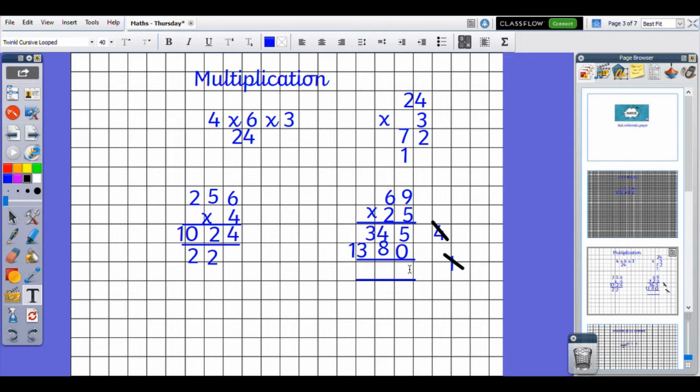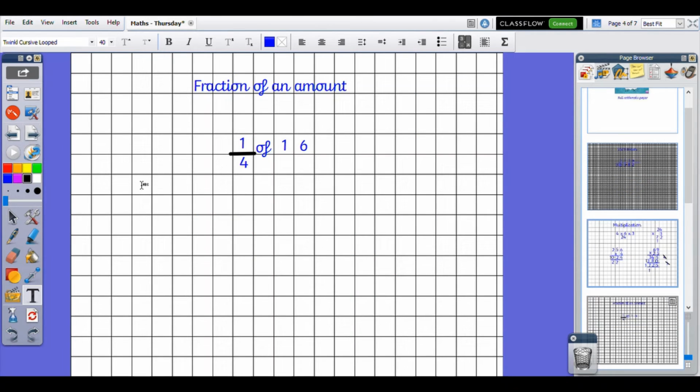So I've got 5 add 0 gives me 5. I've got 4 add 8, which gives me 12. So I keep the 2 and I carry the 1. Then I've got 3 add 1 to give me 7. And then I've got 0 add 1 to give me 1. So the answer is 1725. Okay.